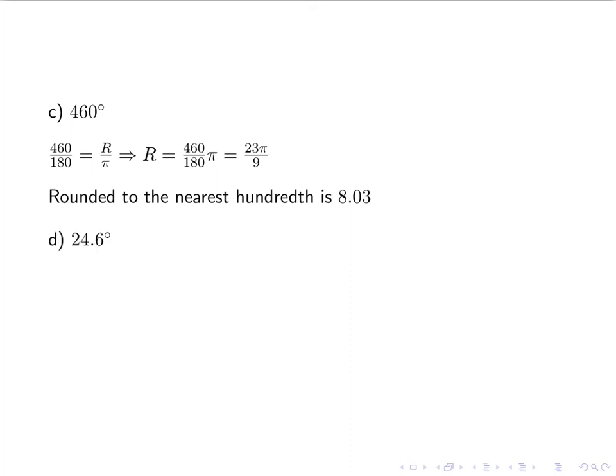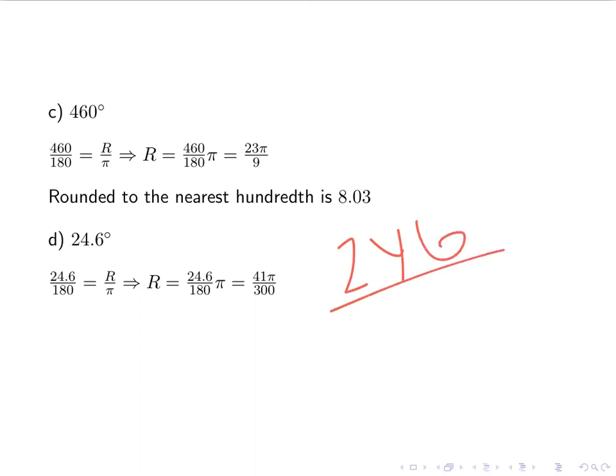And then for the last one, 24.6 degrees. So again, I plug it in for D, multiply both sides by pi, simplify my fraction. So notice I have a decimal and a fraction. You really don't want to put those two together. So to get rid of it, I want to get rid of that decimal on top. That means I'm going to move the decimal over 1, but whenever I do that to one half of my fraction, I have to do it to my other. So I would start off with 246 over 1800 and then simplify from there.